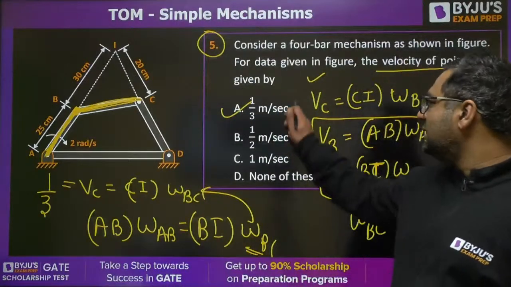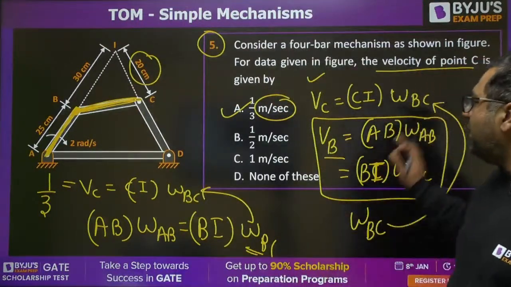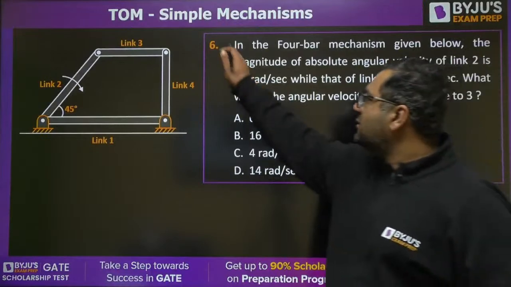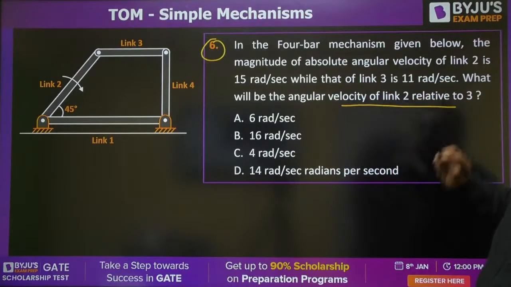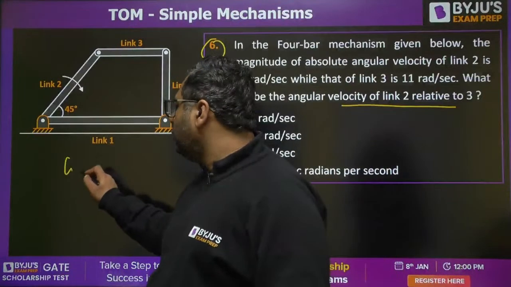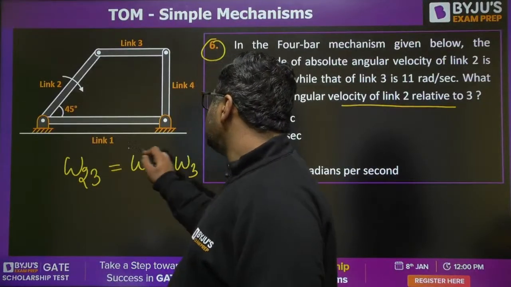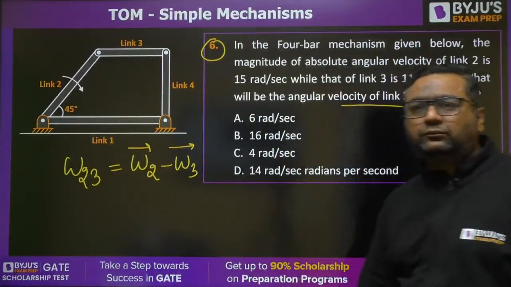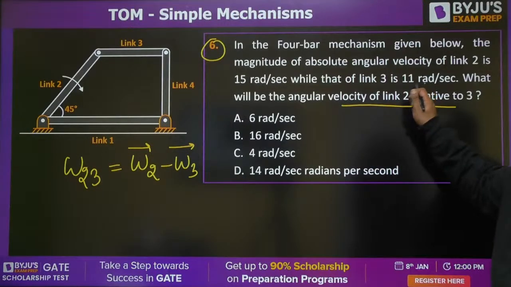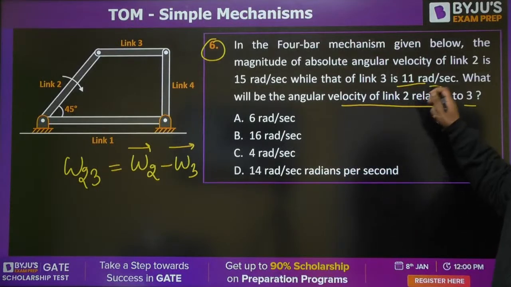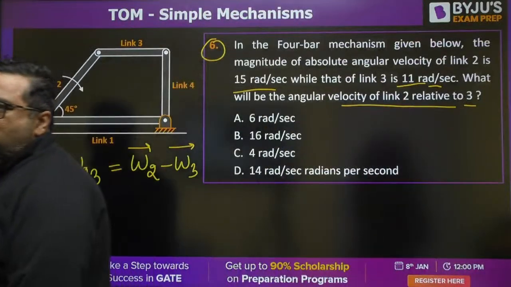They are asking the units in meter per second, but they have given the units in centimeter, so you need to divide it by 100 as well. Question number 6, guys. Here they are asking you about the relative velocity, so angular velocity of 2 relative to 3. You know omega 2, 3 can be written as omega 2 minus omega 3. This is how omega 2, 3 is defined. Just solve this question as well. They have already given us these two velocities, 11 and 15. So just solve it and get the answer. This is also one more type of question.